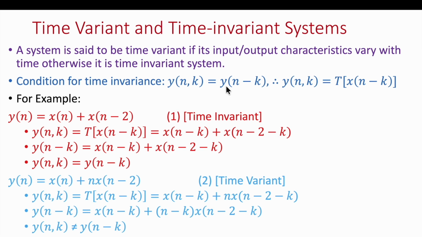The second thing, you need to calculate the right hand side of this equation, which is y(n minus k). It means that you need to insert n minus k wherever there is n. So y(n minus k) is equal to x(n minus k) plus x of n minus k minus 2, which is equal to x(n minus 2 minus k). So from these two equations, the right side of y(n,k) and the right side of y(n minus k) are both equal.